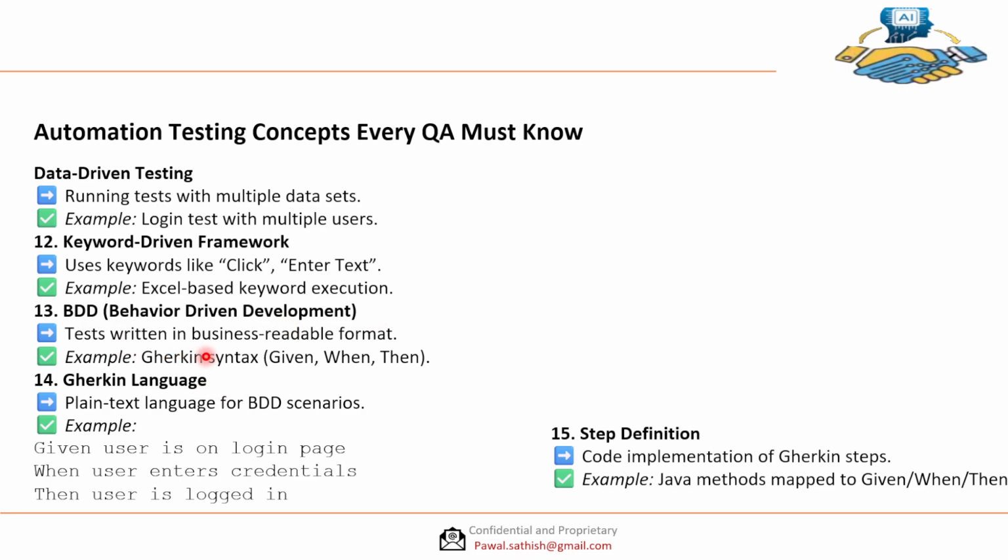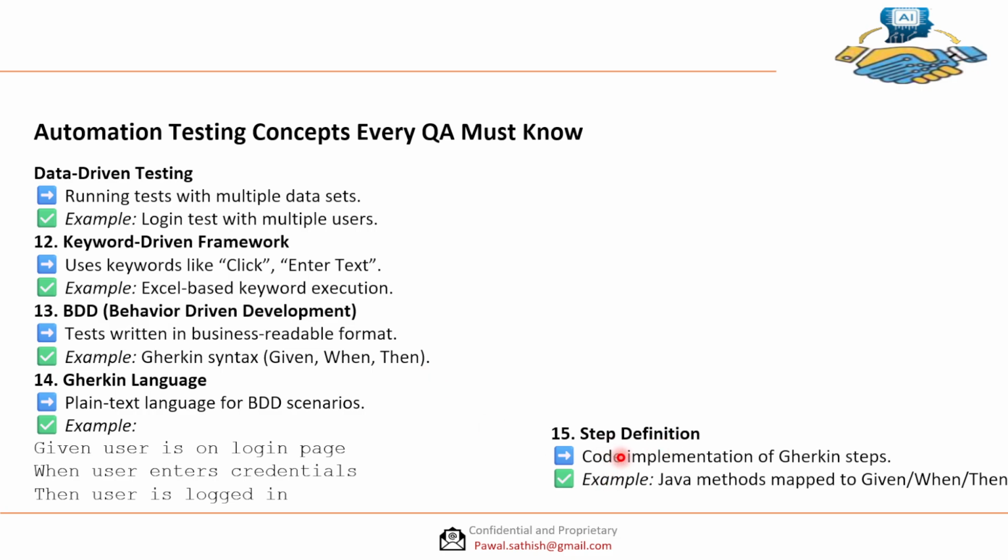Okay, so test written in a business readable format, like Gherkin syntax. We are writing our script like given, when, then. So here I give the example. It's a simple plain text, like BDD scenarios: given user is on the login page, when user entered the credentials, then user is logged in. So this is the Gherkin language. Basically this Gherkin language is used for the BDD framework, and the simple format is given, when, then. We need to remember it.